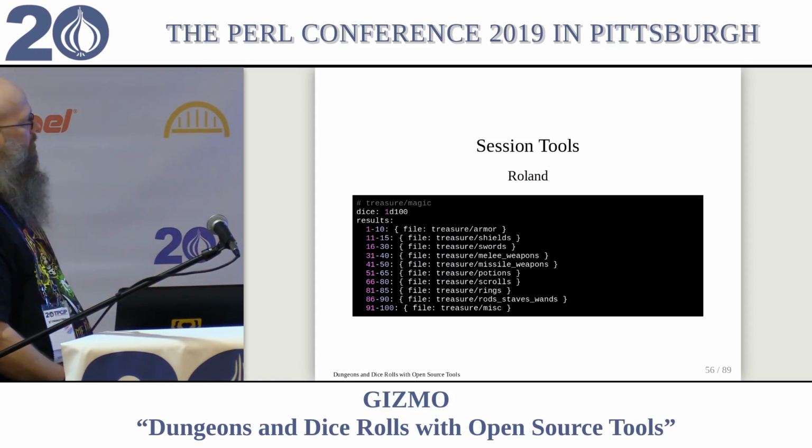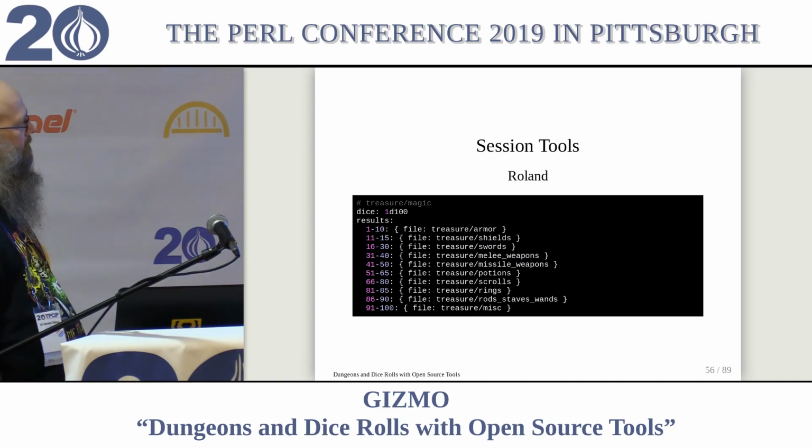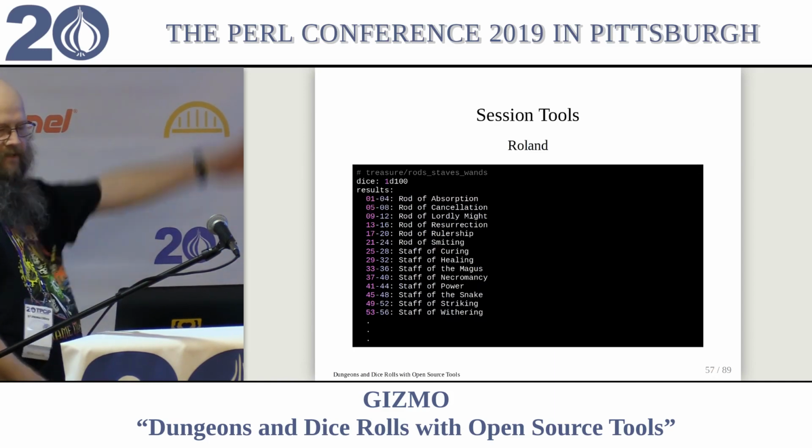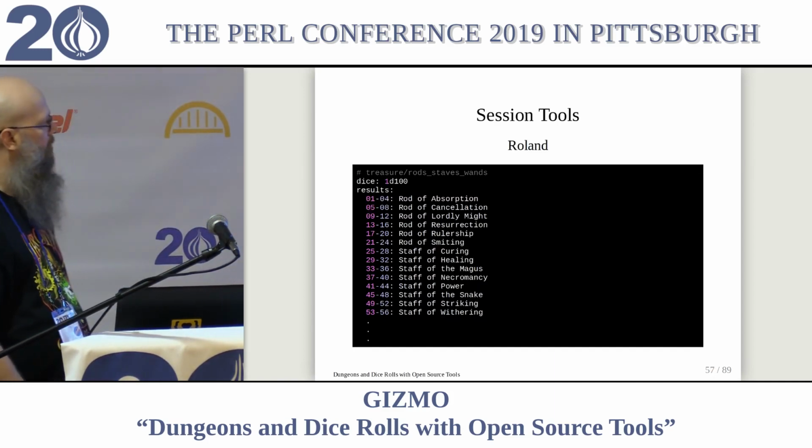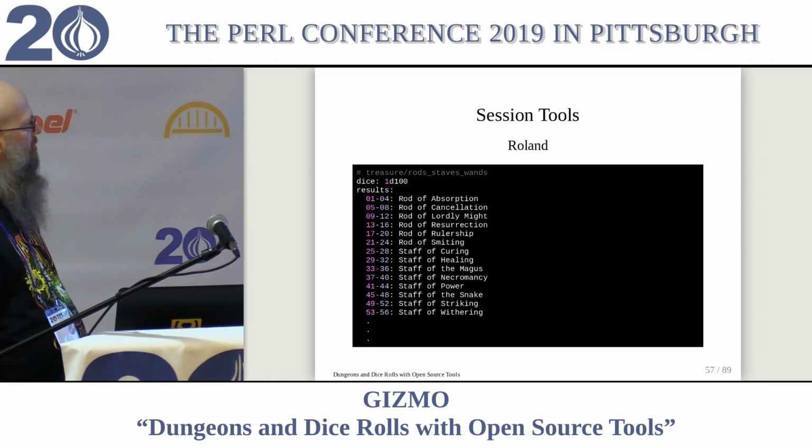Here's what it looks like. So you basically roll your D100. Based on that, you go to another table. And then this is that end terminating table of the various rods and wands and staves.